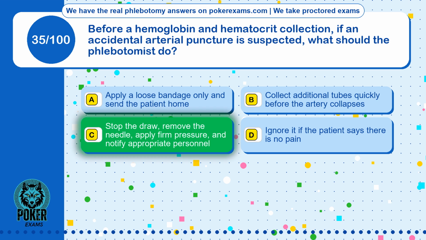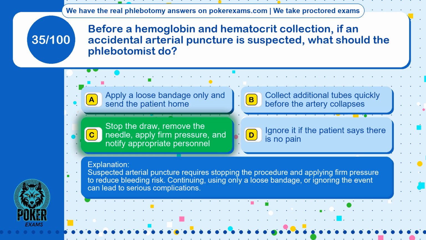The correct answer is option C. Stop the draw, remove the needle, apply firm pressure, and notify appropriate personnel. Suspected arterial puncture requires stopping the procedure and applying firm pressure to reduce bleeding risk. Continuing, using only a loose bandage, or ignoring the event can lead to serious complications.